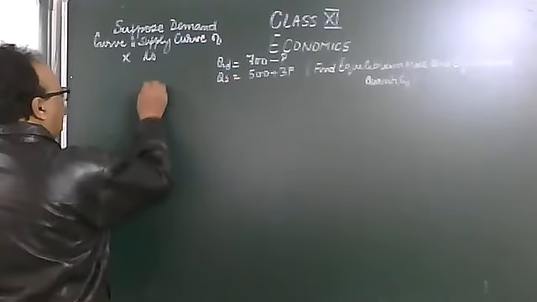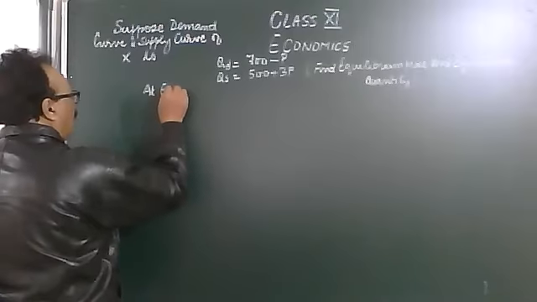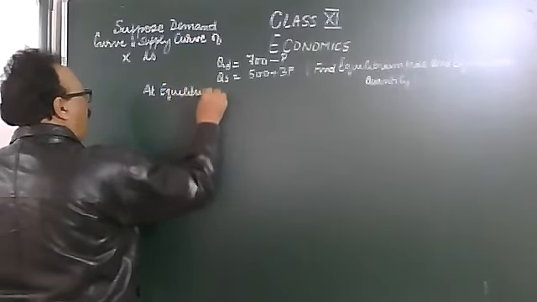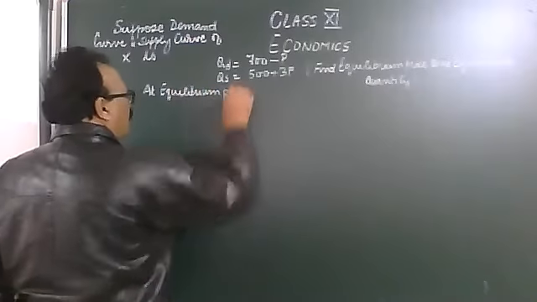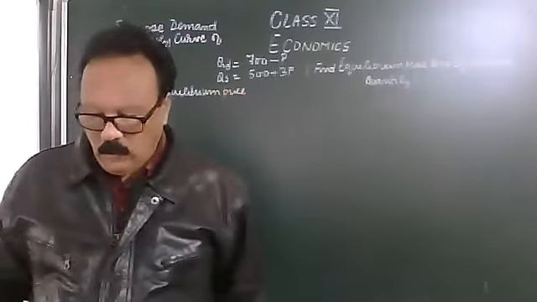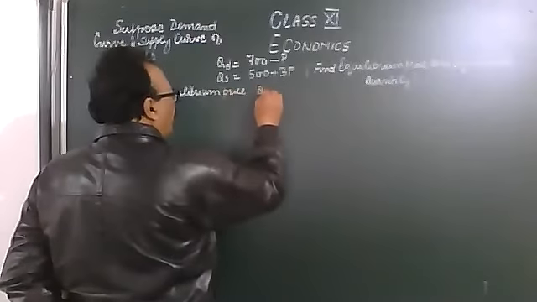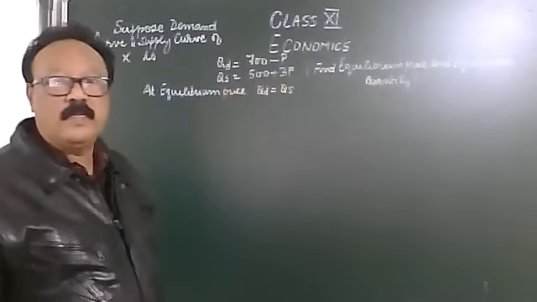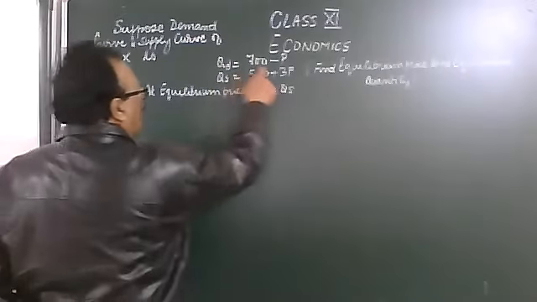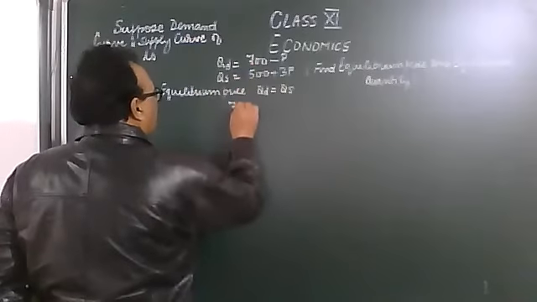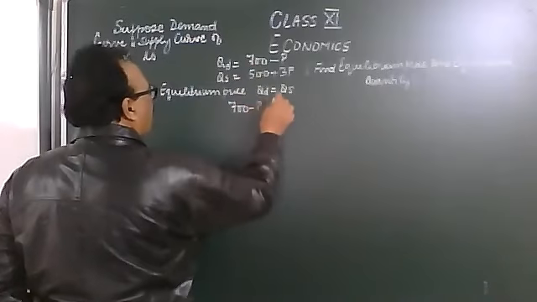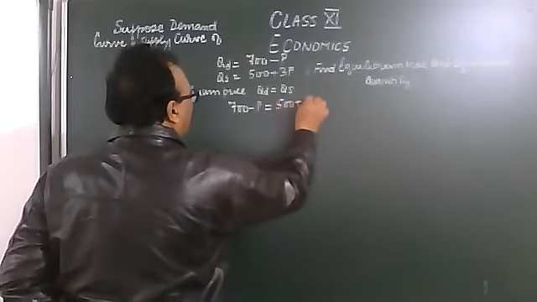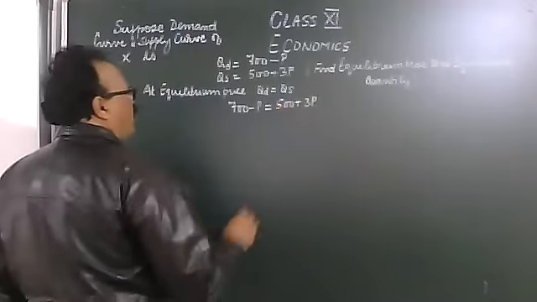So we write, at equilibrium price, what do we know? We know that QD equals QS. Demand is equal to supply, right? Substituting the value of QD here as 700 minus P, which is given, equals, substituting what is given here, 500 plus 3P. What do we get?